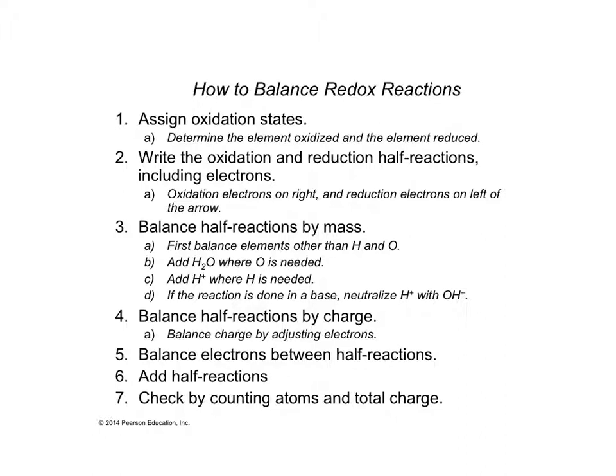We're first going to balance with respect to mass, okay? So the first thing we balance is any elements other than hydrogen and oxygen. If we need to add oxygen, we're going to add it in the form of water. If we need to balance H's because of that, we're going to add them in the form of protons. And then there's going to be another little added step if this occurs in a basic solution. And we'll get to that whenever we go over it.